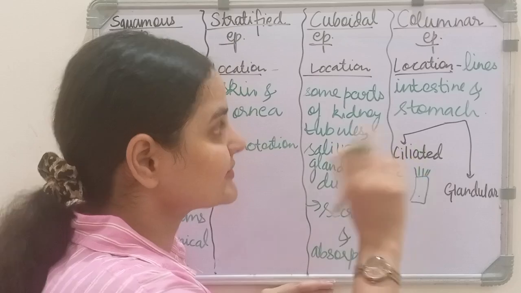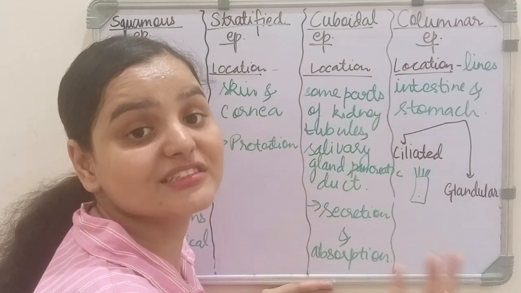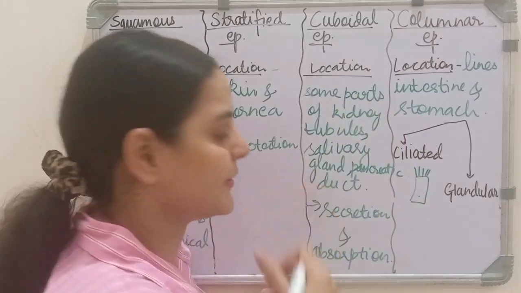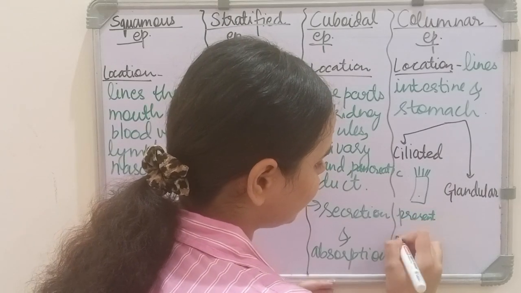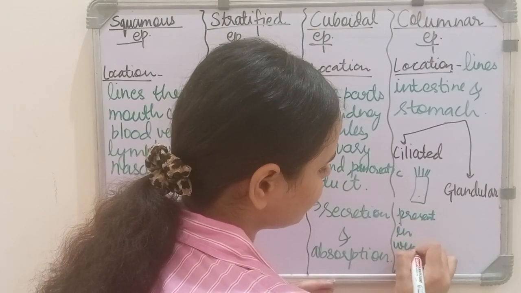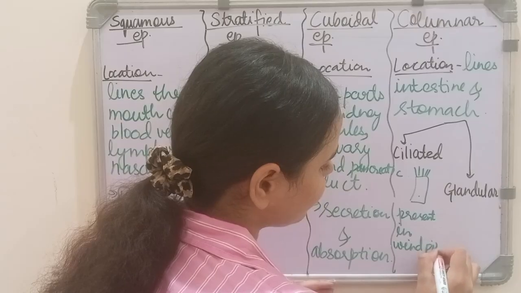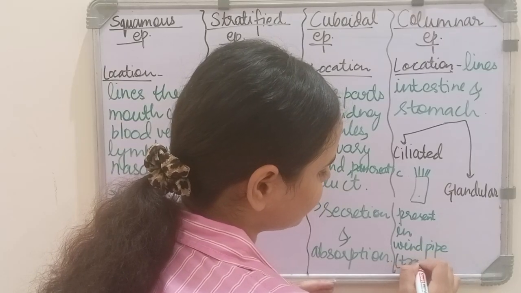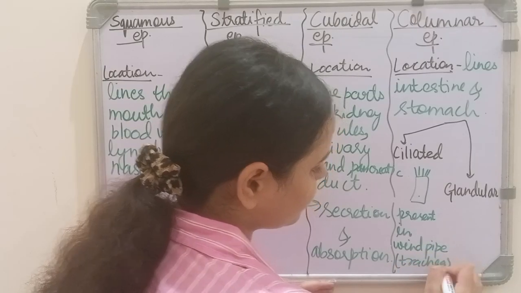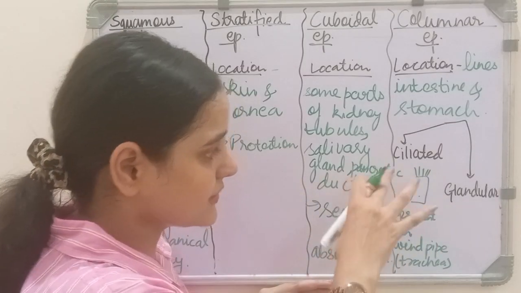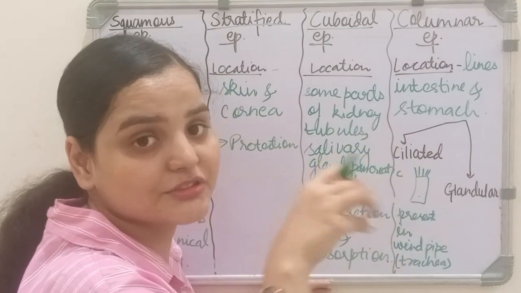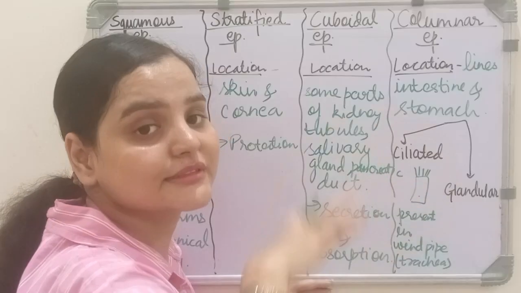Okay, so this ciliated columnar epithelium is present in our windpipe, which is also known as trachea. Whenever the air goes in, the ciliated epithelium traps the germ particles and it warms the air.